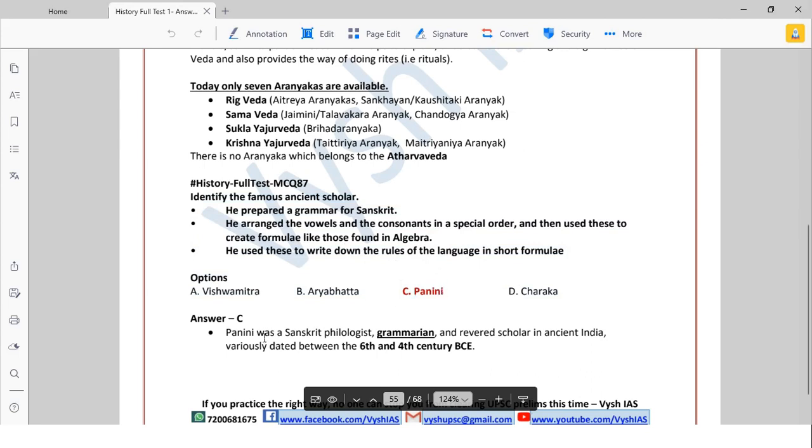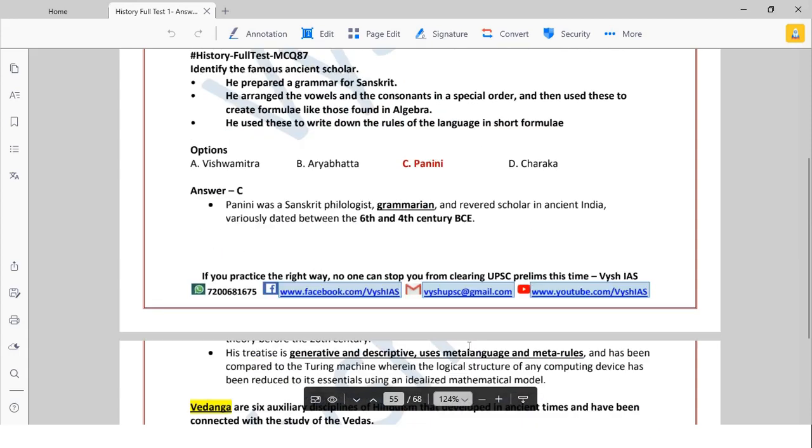Okay, he was a Sanskrit philologist, grammarian, and a revered scholar in ancient India, variously dated, meaning his timeline is uncertain. Even on Wikipedia, you cannot find the correct timeline, like which king's time he was existing in. Around 200 years of timeline they have given, and people don't know. The only thing is, he is in the BCE timeline, meaning a much older timeline, during Buddha or Ashoka. You can tell he is a much older person, but the proper timeline nobody knows.